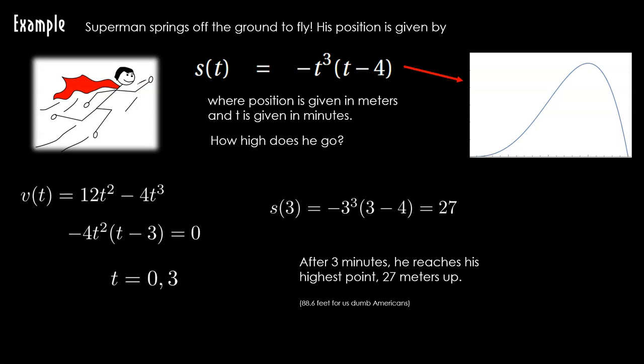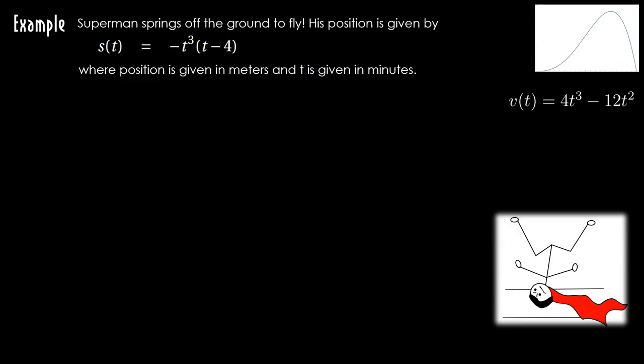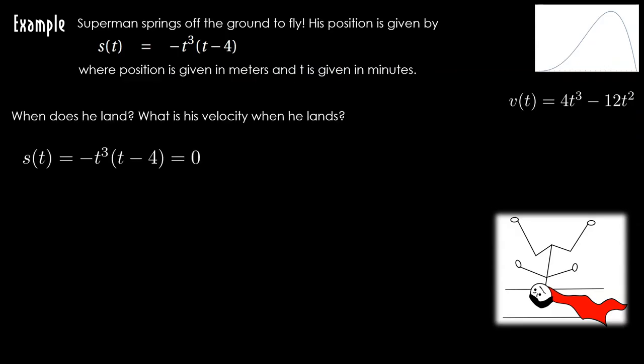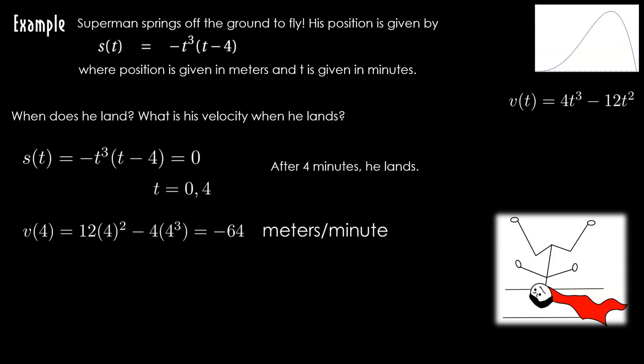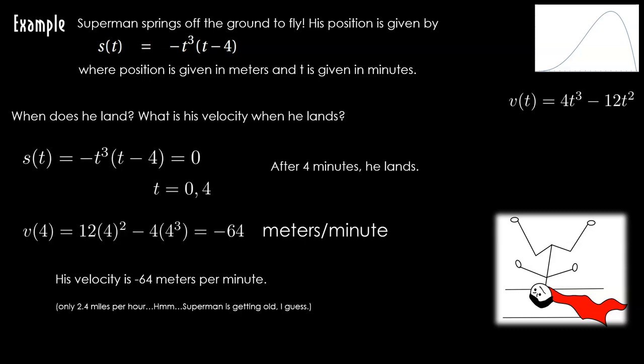Next question might be, what is his velocity when he hits the ground? So I need to find out when he hits the ground. I set position equal to 0. I see I have t equals 0 and 4, which makes sense. He starts on the ground. After 4 minutes, he hits the ground again. Putting 4 into velocity, I get negative 64 meters per minute. So his velocity is negative 64 meters per minute when he lands after 4 minutes.